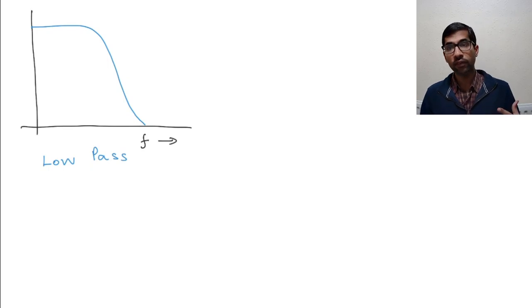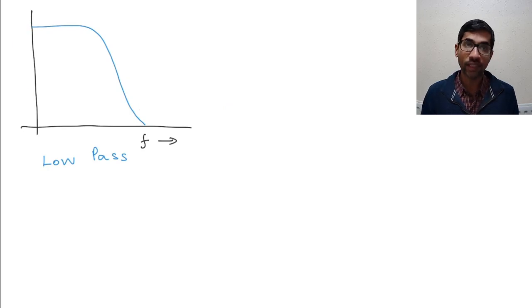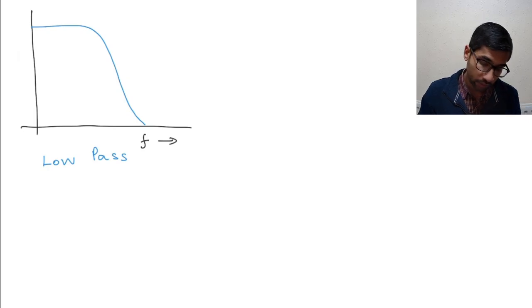Right, they are low pass filters because they have a high gain for the frequencies that are low, and they have a very small gain for the frequencies that are high. Okay, so on the y-axis we are plotting the gain of the circuit or the amplifier, whatever you want to call it. Okay, so let me just write.